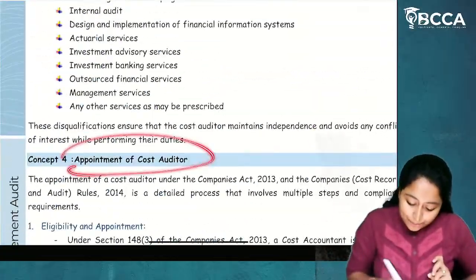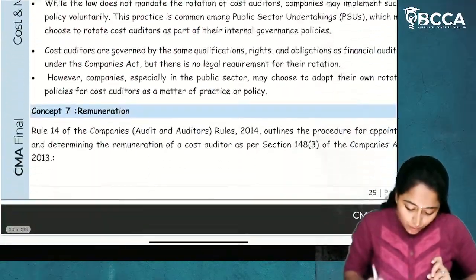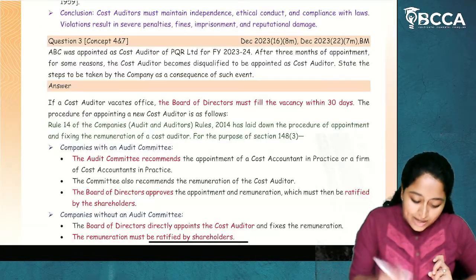Concept number 4 is appointment of cost auditor. Now, what is concept number 7? Remuneration of a cost auditor. So, regarding this, the question is tested.